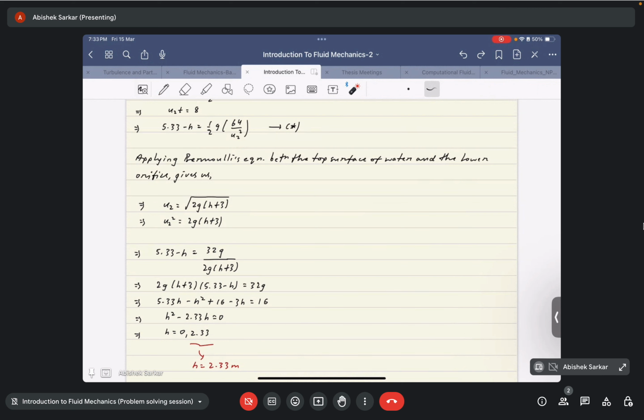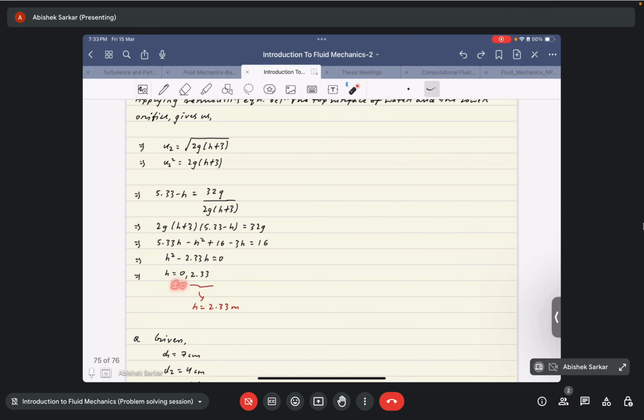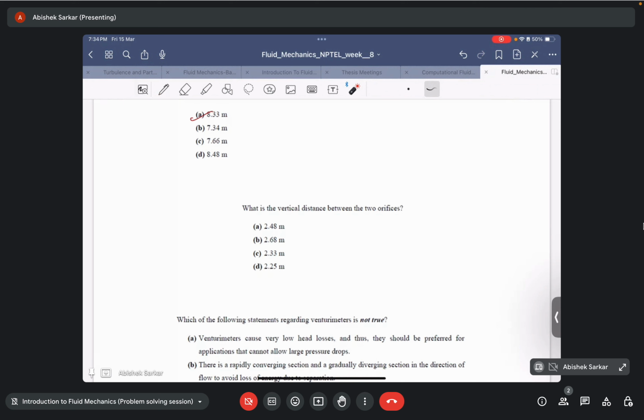So now the only unknown term remaining in the equation is h. So we will have 2g into h into h plus 3 multiplied by 5.33 minus h, with just this cross multiplication, equal to 32g. If we simplify these expressions and solve for h, we'll get that h is equal to either 0 or 2.33. But it is already mentioned in the question that there are two separate orifices, so the two orifices cannot coincide, so h cannot be equal to 0. That's why h will be equal to 2.33 meter. So that's the solution. If we go back to the question, the answer would be 2.33 meter.